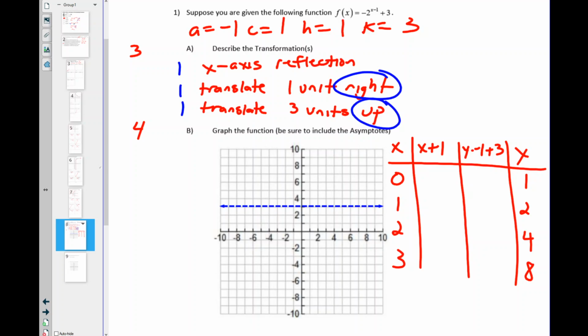So if you add 1 to all the x's, we get 1, 2, 3, 4. If we multiply by -1 and add 3, this becomes 2, 1, -1, -5. So the points are (1, 2), (2, 1), (3, -1), (4, -5).